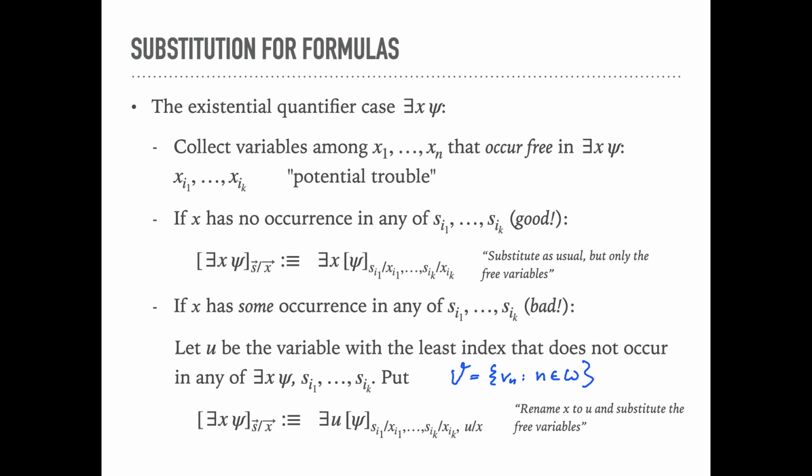And now we do our substitution almost like this one above, except that we substitute in the s_i's for the x_i's, right? Restricted to the free variables, of course. But we also rename x to u, and then of course we also have to substitute every occurrence of x by u, right, in the rest of the formula. This is why this extra bit here in this substitution occurs.